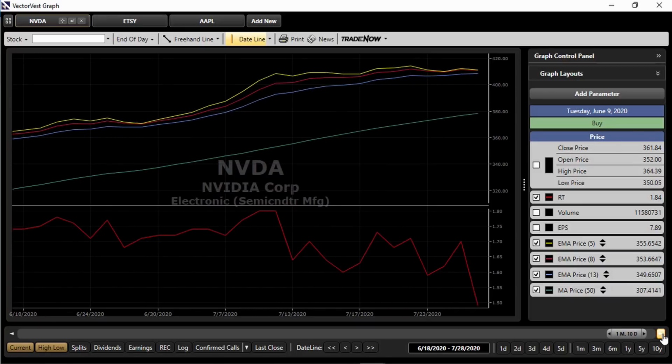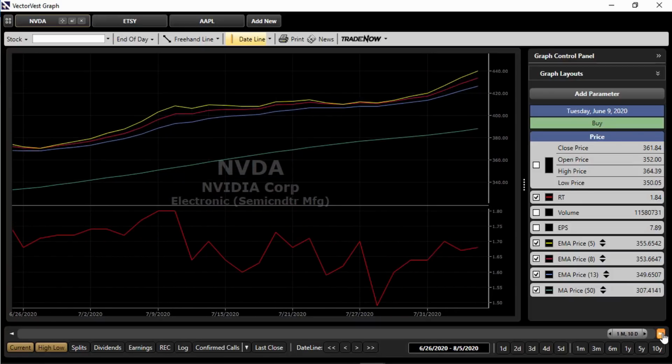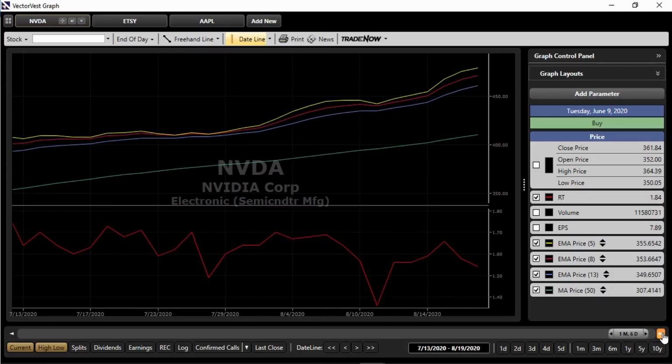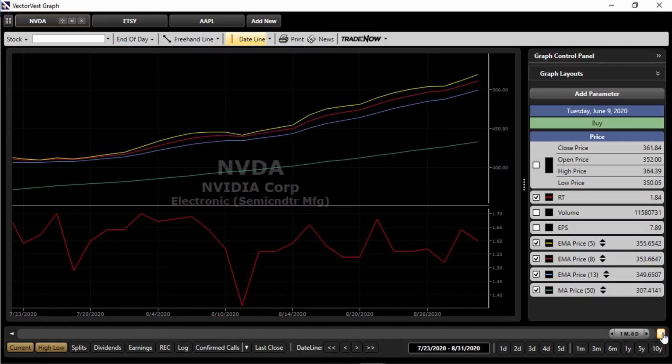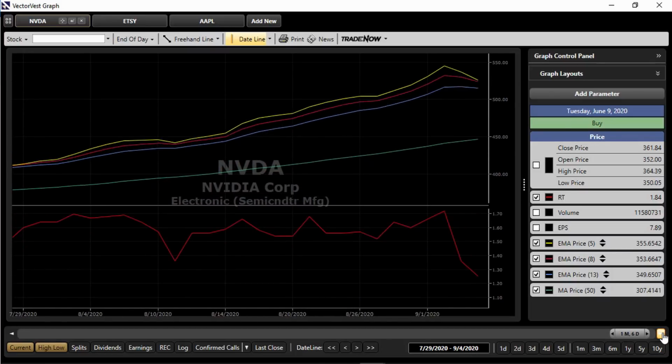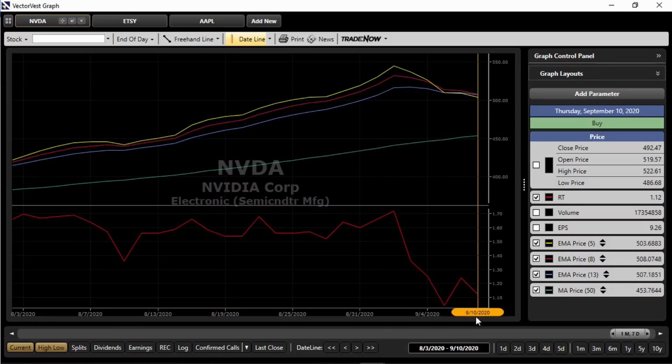It's a fantastic system. It's keeping you in this trend the entire time, and it looks like we're in September now. There's our signal to exit. September 10, 2020. 5 closed below the 8 and also below the 13. There's our signal to exit. $492. Remember where we got in, in the 200s, 260 and change there.